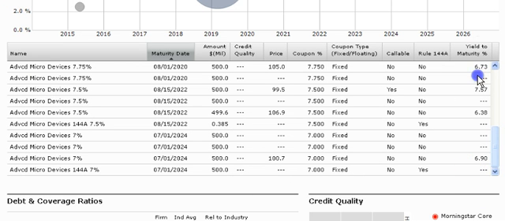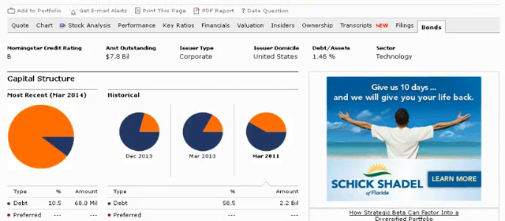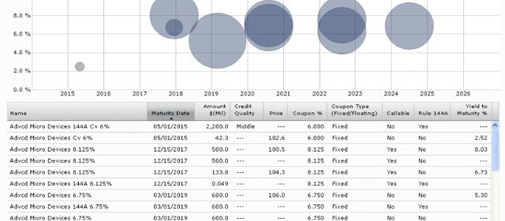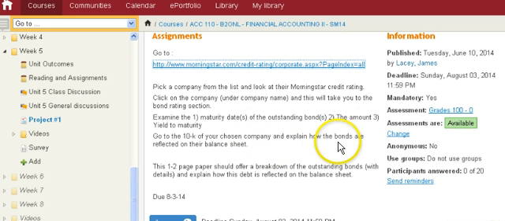So now we want the total amount we have outstanding. We just had $7.8 billion. And if you add up all these amounts right here, you'll probably get $7.8 billion. Now what you want to do is go to the 10-K of your chosen company and explain how the bonds are reflected on their balance sheet. All you're doing is writing a 1 to 2 page paper just explaining the breakdown of outstanding bonds. You give an idea of what the credit rating is, what the maturity rates are, what the yields are, and then talk about what that looks like on the balance sheet.